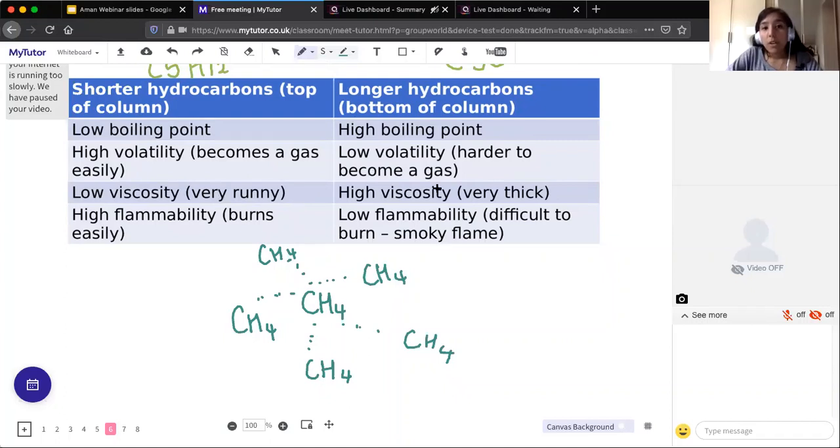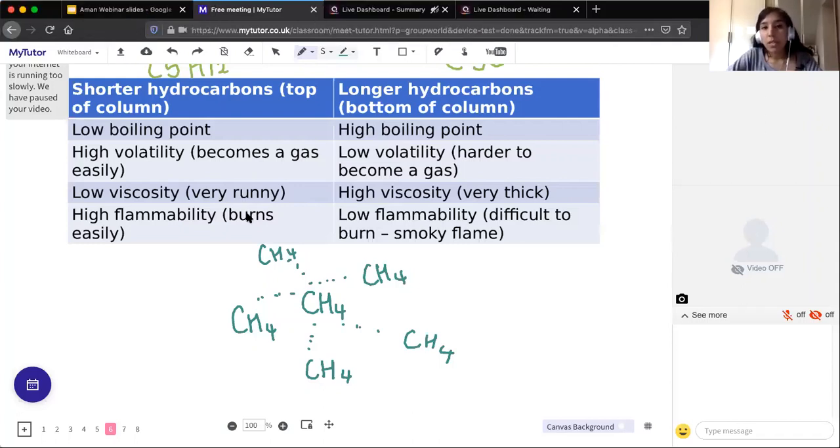On the other side, longer hydrocarbons tend to find it harder to become gases, and that's because we need more energy to overcome those forces. As I said, try not to say break, say overcome those forces to help us answer that. Okay, the next word that we need to know is viscosity.